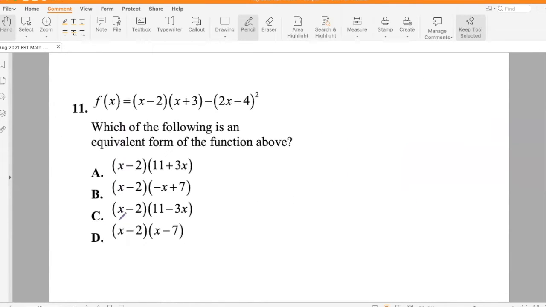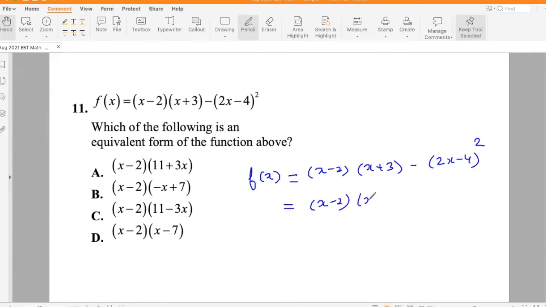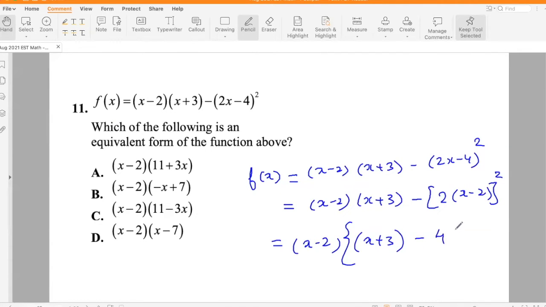Okay, which of the following is an equivalent form of this function? Fx is x minus 2 times x plus 3 minus 2x minus 4 the whole squared. So this is x minus 2 into x plus 3 minus, if I take 2 common, then x minus 2 the whole squared, right? So now I can take x minus 2 common. So I get x plus 3 here and minus 4 times x minus 2, right?